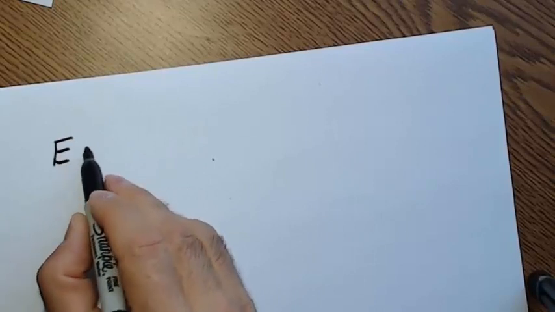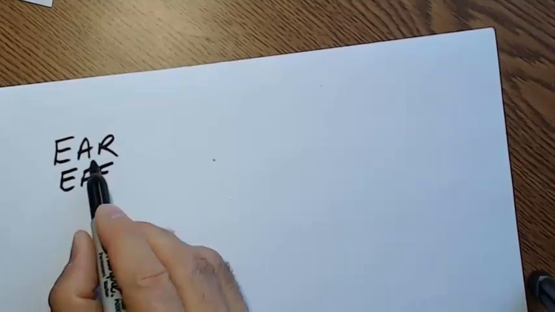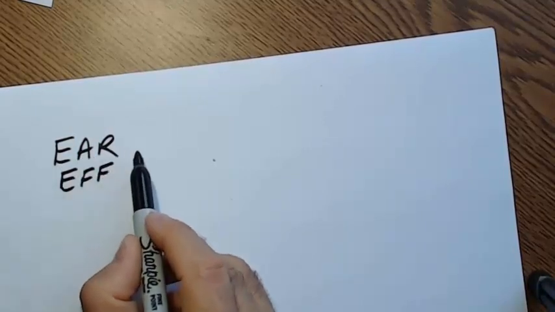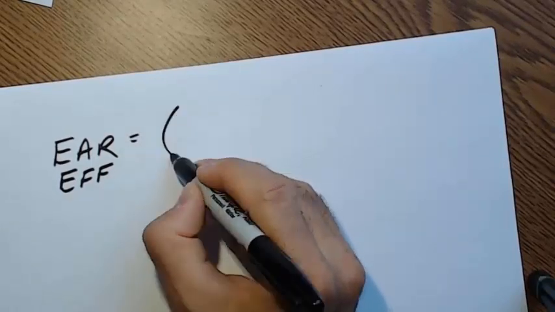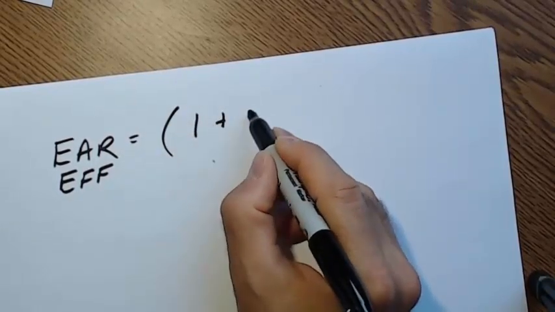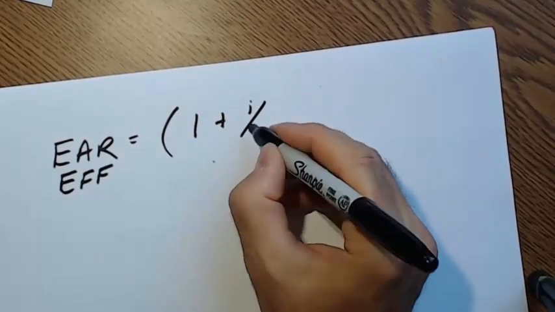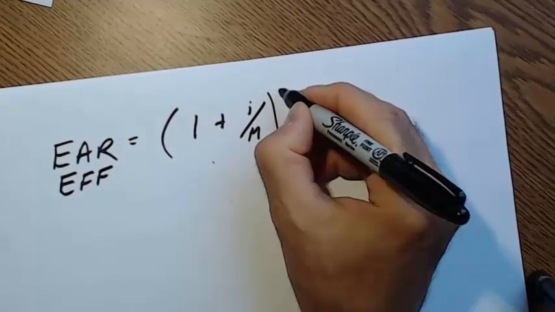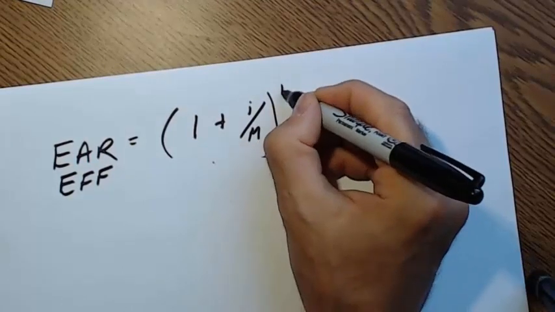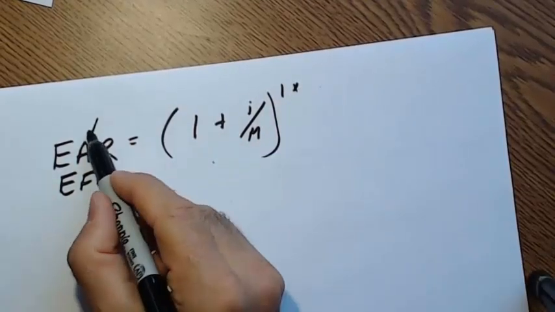So let's look at what's called the effective annual rate, sometimes written EFF, or effective annual rate. And that is calculated by taking 1 plus the I to the M period, right? And then there's implicitly a 1 because we're looking at an annual basis.